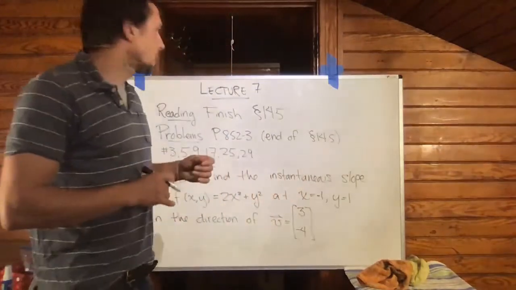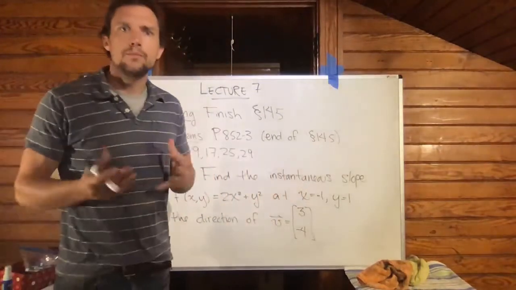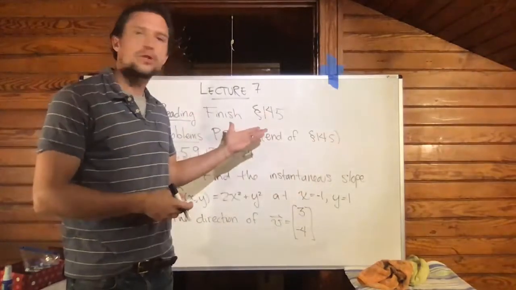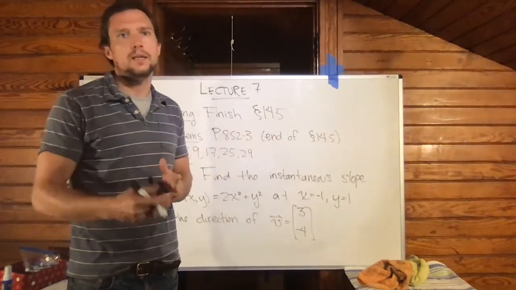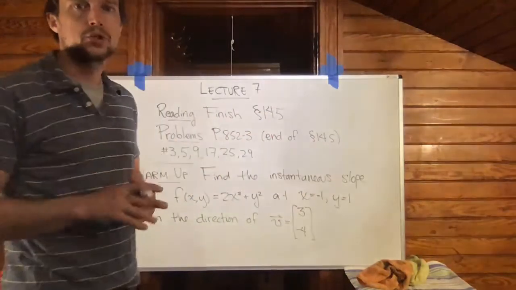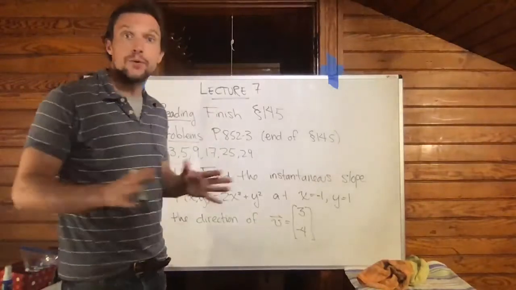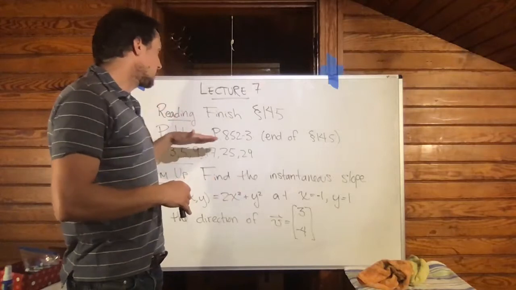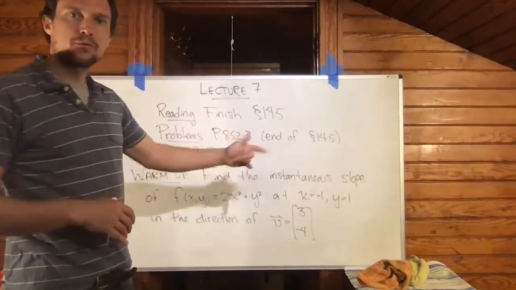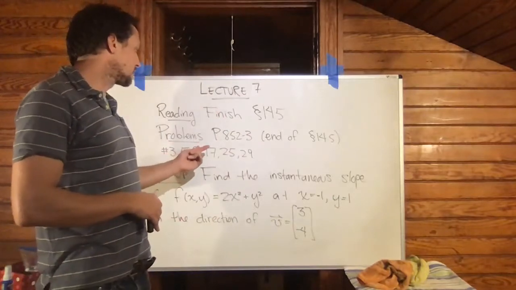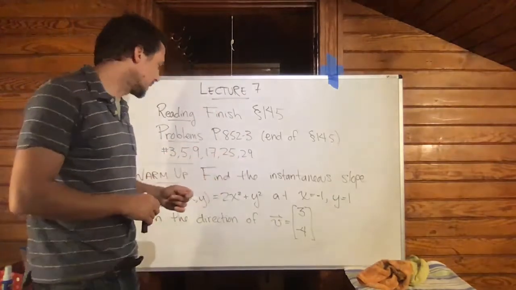All right, so the reading for today is, we had 2 lectures on chapter 14.5, and this is the second of the 2. So we should finish it up. So finish up your reading of chapter 14.5, if you haven't done so already. Second, here are the problems. These are at the end of chapter 14.5, number 3, 5, 9, 17, 25, and 29.